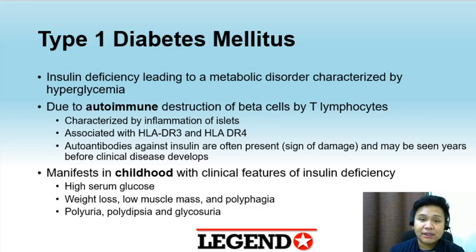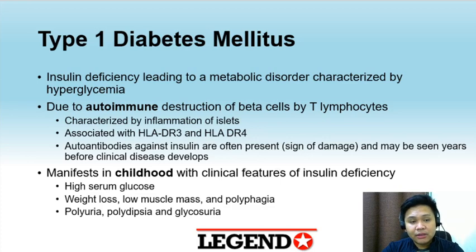Then autoantibodies against insulin are often present and may be seen years before the clinical disease develops. Type 1 diabetes mellitus often manifests in childhood. This is why we call type 1 diabetes mellitus your juvenile onset DM. And you have here clinical features of insulin deficiency. Of course, there is high serum glucose. There would be weight loss, low muscle mass and polyphagia, as well as polyuria, polydipsia, and glycosuria.